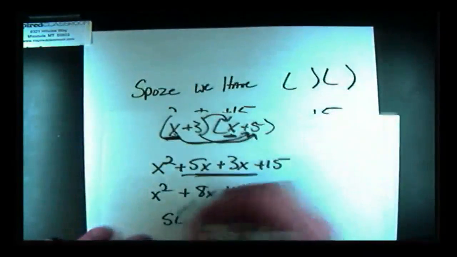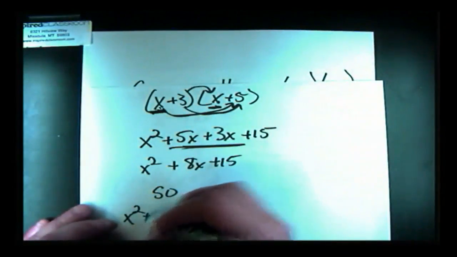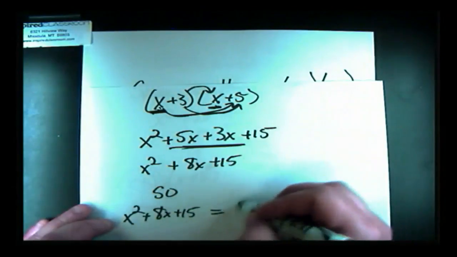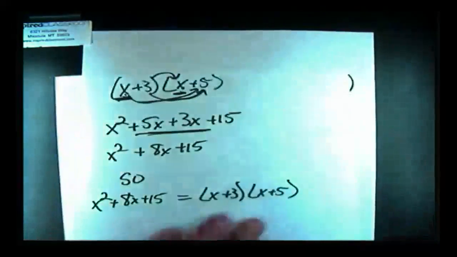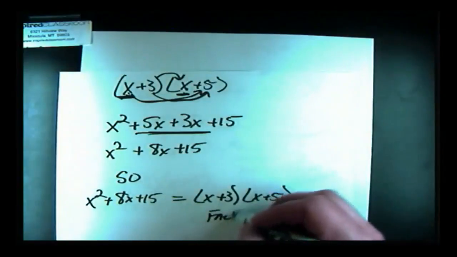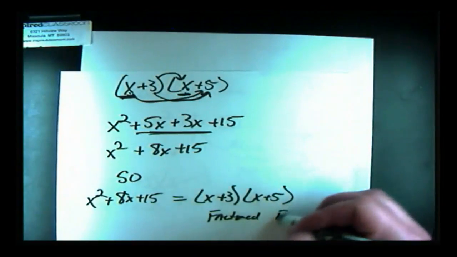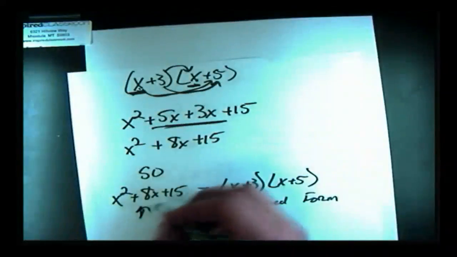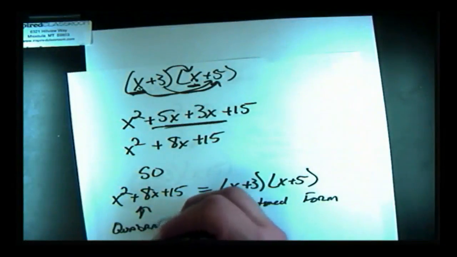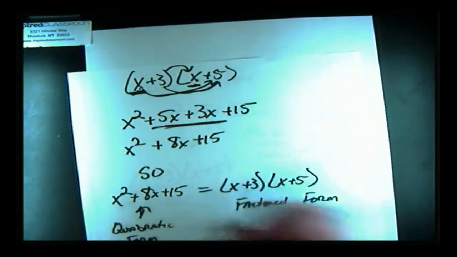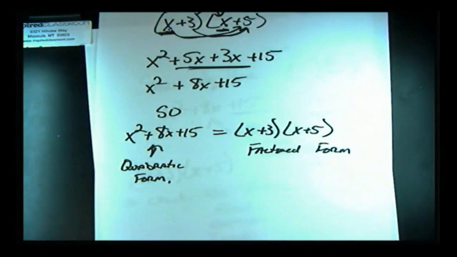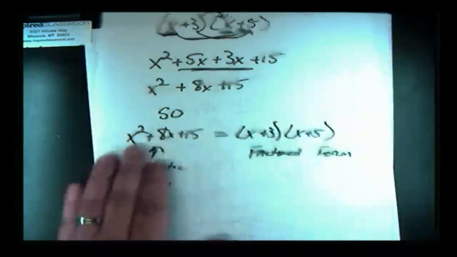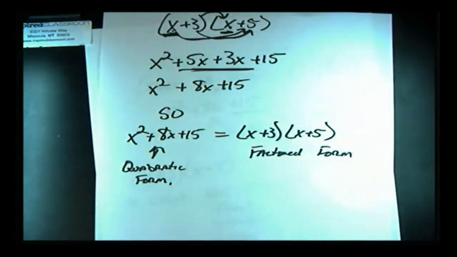So x squared plus 8x plus 15 is equal to x plus 3, x plus 5. Factored form. We call this the quadratic form. So there you have it. Factored form, quadratic form. They both equal the same thing. It doesn't matter what you plug in for x. You can plug in any number for x as long as x is all the same number.